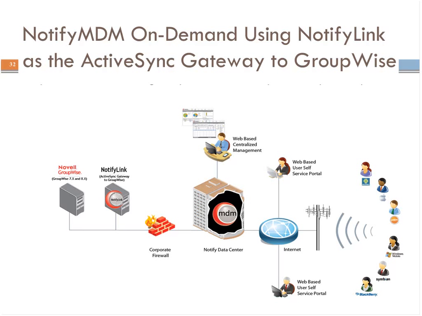Okay, in this particular diagram, the actual Notify Link product is really only playing a very simplistic role. It is playing as an Activesync gateway to GroupLink. It is actually taking the place of the data sync connector.